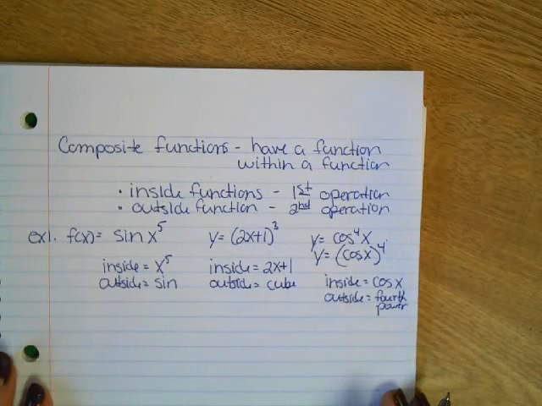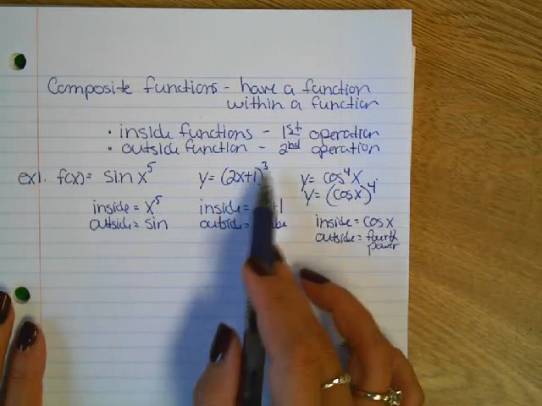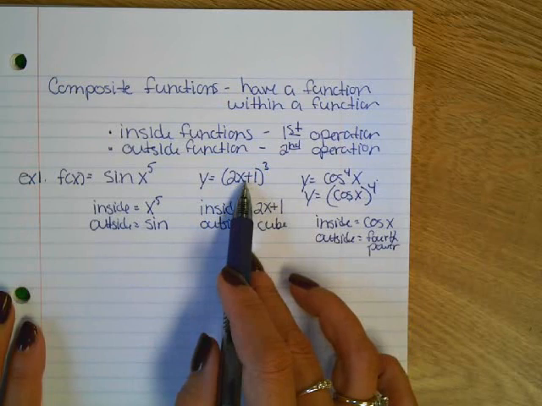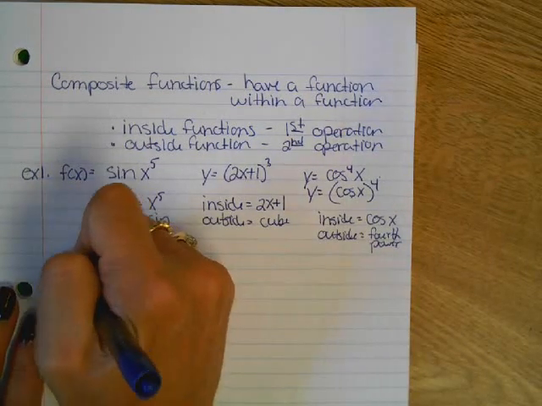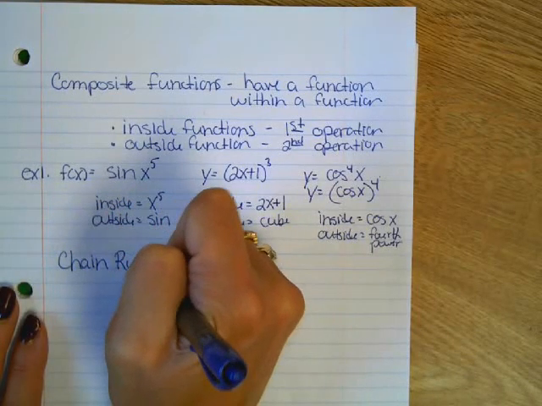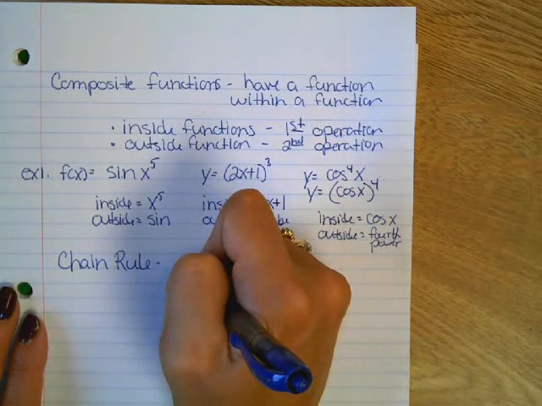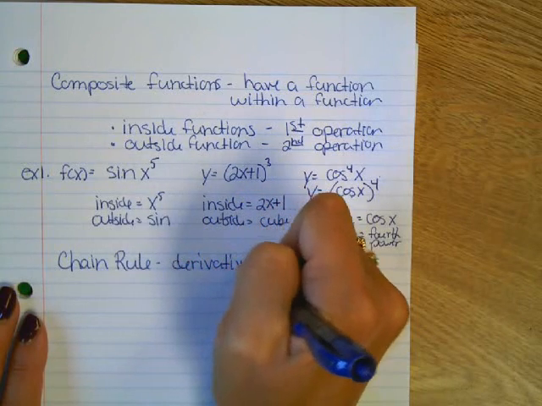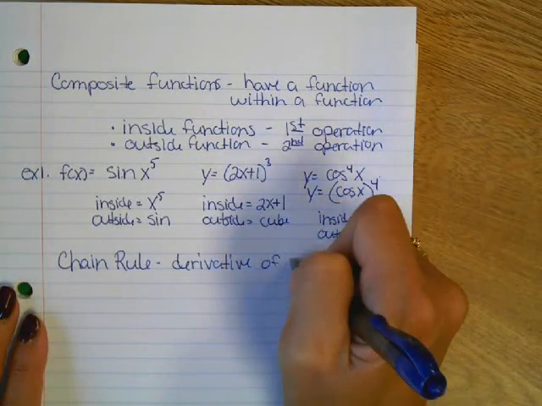Okay, so we are now going to have a shortcut for doing outside inside. If you remember, in order for us to do something like this, we had to expand it with Pascal's triangle. Now you're going to have a shortcut, and the shortcut is called our chain rule. So our chain rule says, first of all, it's for the derivative of composite functions.